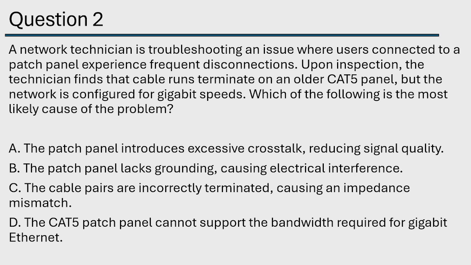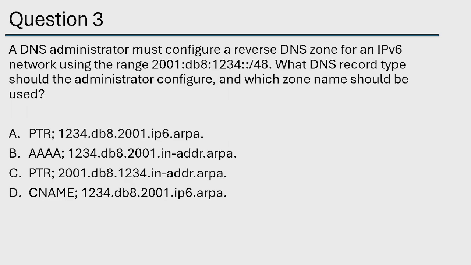We see the network is configured for gigabit speeds, and Cat5 can't handle those gigabit speeds. That's going to be an issue. There we go. D is going to be the answer. All right, question number 3.